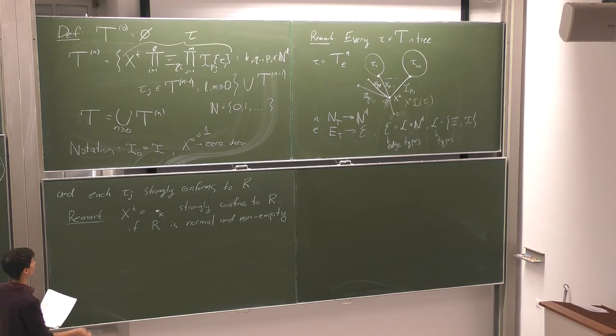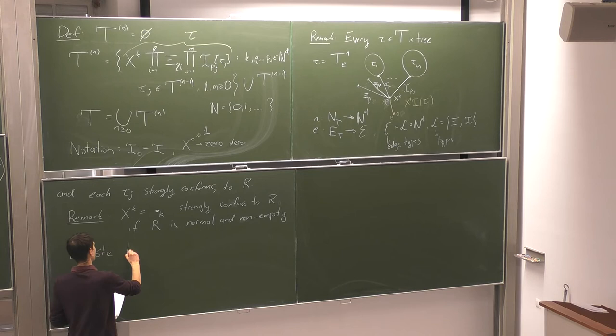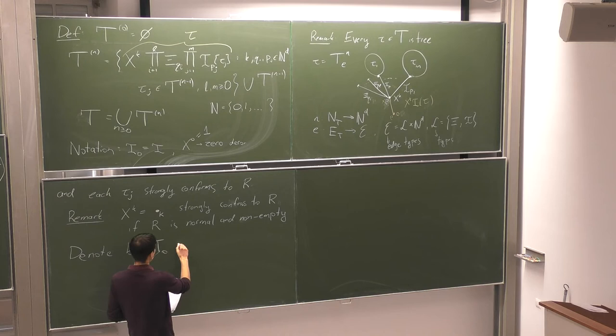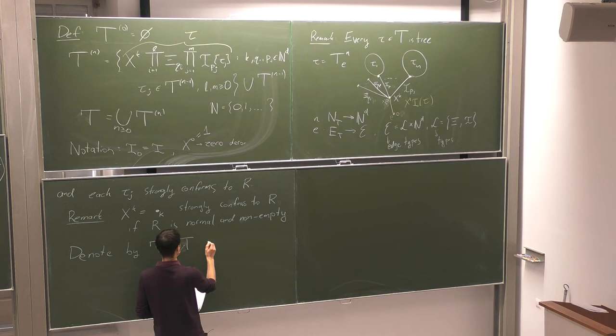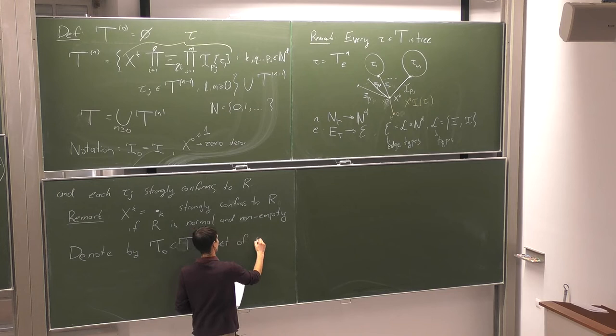Okay, so we're going to denote by T with a little circle the subset of trees strongly conforming to R, the subset of strongly conforming trees.